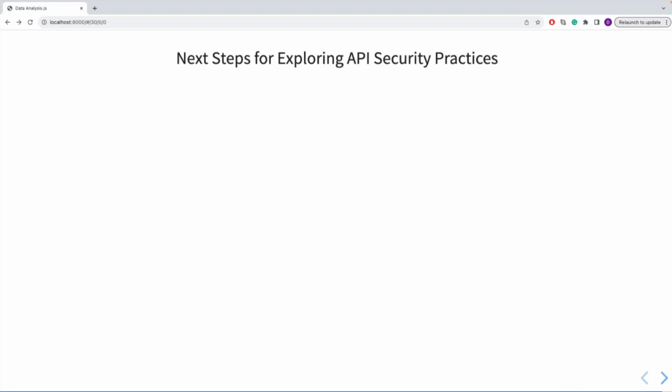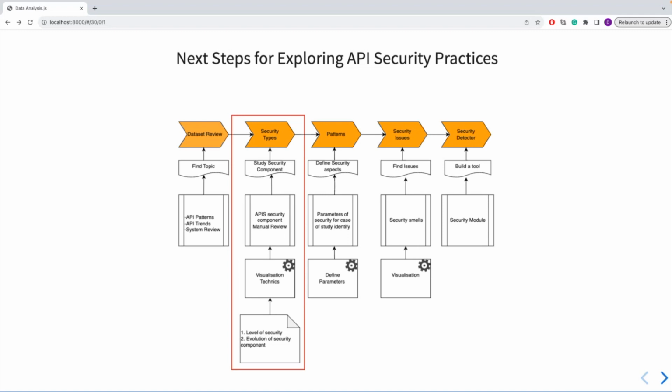I want to show you the steps that I am taking to continue with these studies. I started with the dataset review, reading about the API design patterns from Professor Pautasso. In this step I study the security component of the APIs, and then try to look for patterns and maybe build a tool in the future to detect bad implementations in the security definitions.